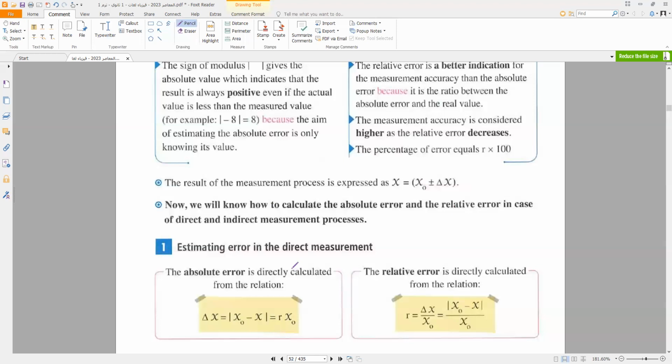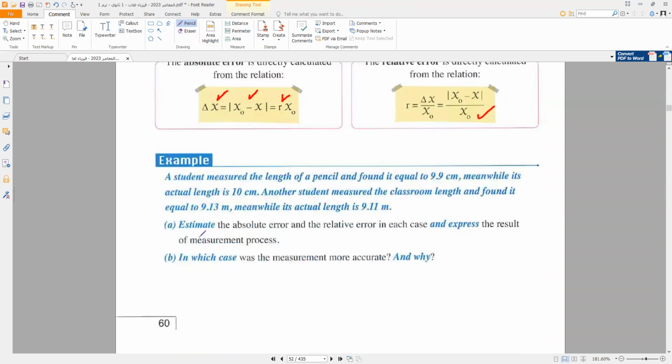And estimating error for direct measurement, it can be calculated by using the relative error: delta x equals relative error times x naught, or x minus x naught. The relative error equals delta x over x naught, or x naught minus x over x naught. Okay, guys, we have an example here.